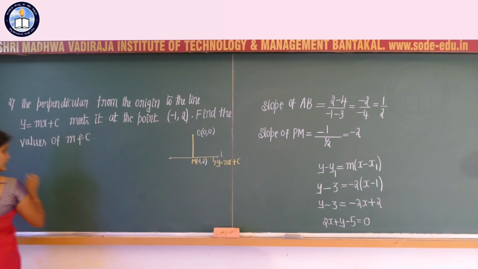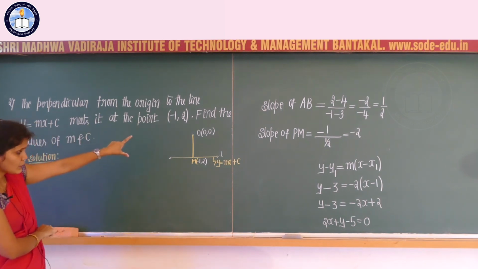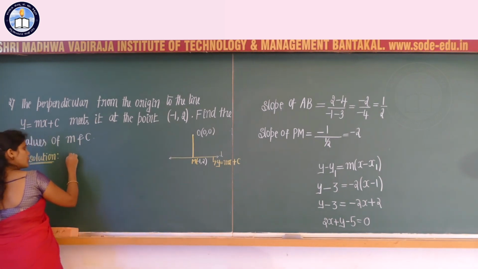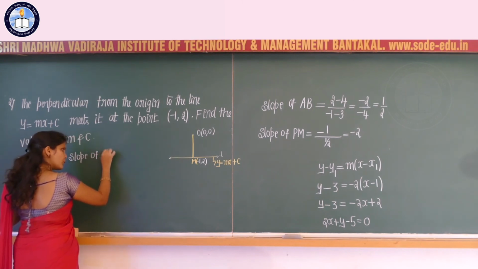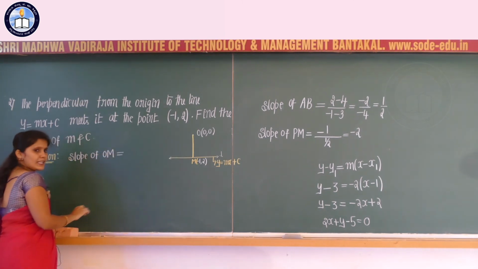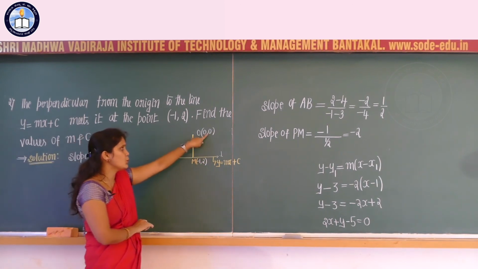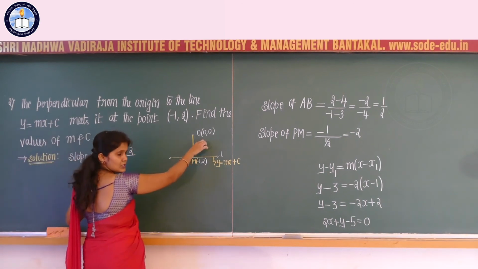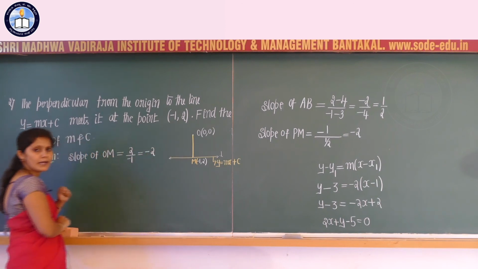So let us continue with the first part, that is the solution. In order to find the values of m and c, we need to get the value of m. Clear? So what is the slope of OM? Slope of OM, for any two points, is given by y2 minus y1, that is 2 minus 0, which is 2, divided by x2 minus x1, that is minus 1. So the slope of OM is equal to minus 2.